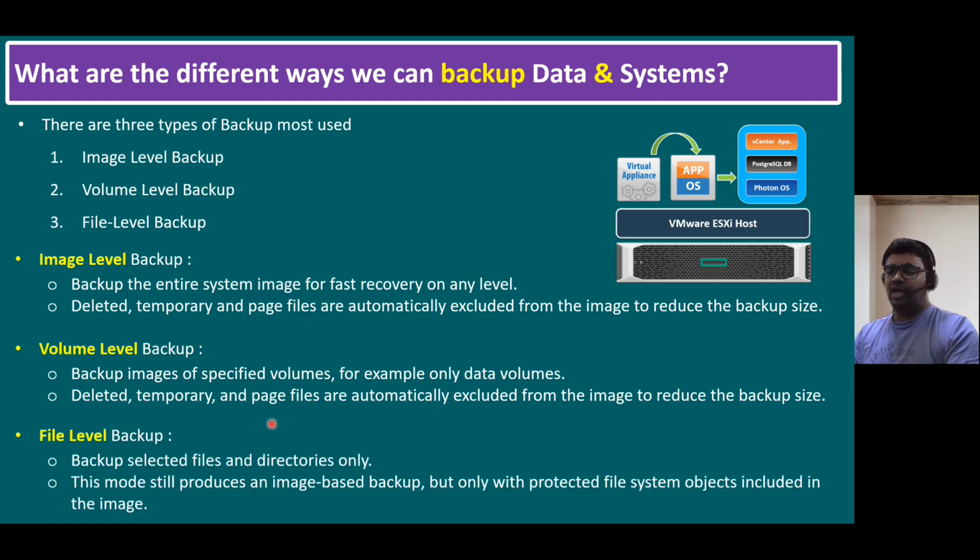And the third one, file level backup. In the file level backup, we back up selected files and directories only. We are not taking the complete drive, only the files and specific directories or folders. This mode still produces an image backup, but only with the protected file system objects included in the image. This means in our image level backup and volume level backup, we exclude the temporary and page files. Those files we excluded in the image level option, that protected files, we can still take the backup in file level backup.